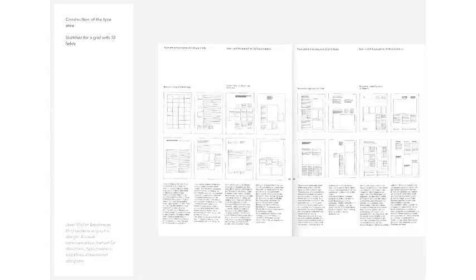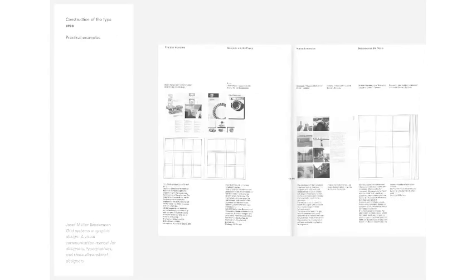Sketches for a grid with 32 fields. This looks very familiar to me. I've filled notebooks with similar things. So being able to sketch these is its own art. And it can be kind of deceiving. It's easy to sketch things that look like they work in a sketch and don't always work when you really try to put them into practice. But it's a good way to start and think about all the different possible permutations.